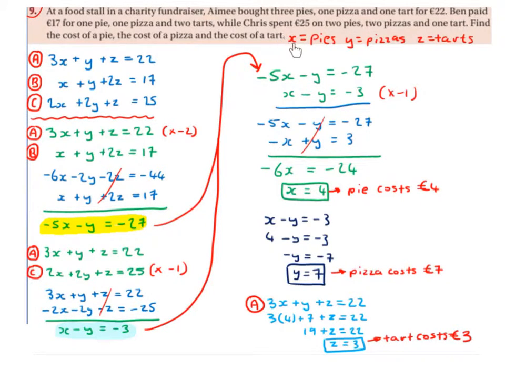So what I'm going to do is let X equal the pies, Y equal the pizzas, and Z equal the tarts. So equation A is going to be representing Amy.